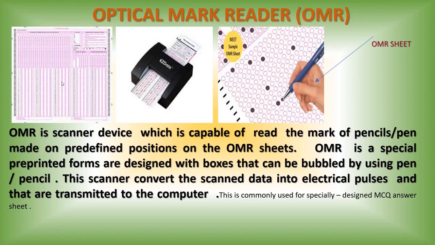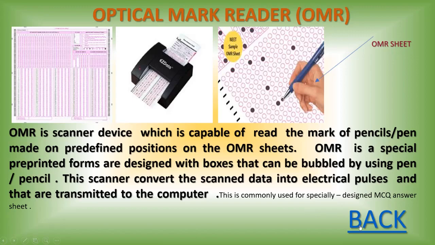Electrical pulses means, just keep it in mind, it is binary format. The position where the scanner finds the dark mark is converted into binary format and then transmitted to the computer, or transmitted to the CPU. This is normally used for MCQ answer sheets. So that is all about your OMR, the optical mark reader.